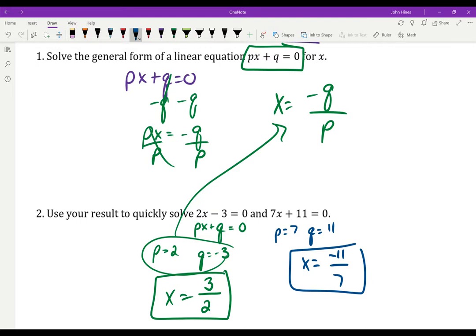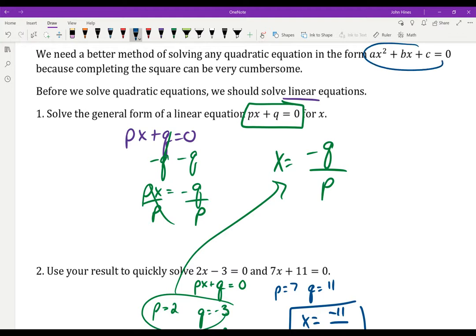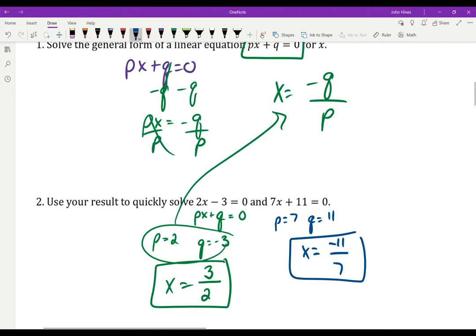It's silly to do this for linear equations because we can solve those easily. But when we get to quadratic equations, we're going to plug these numbers, a, b, and c, into a formula, and it's going to spit out the solutions. You don't need to factor. You don't need to complete the square. You just need to plug in 3 numbers into a formula, and it spits out the answer.